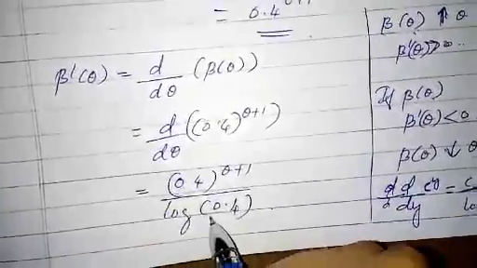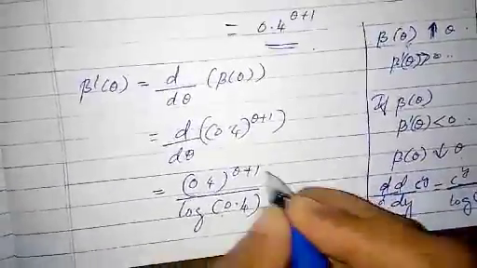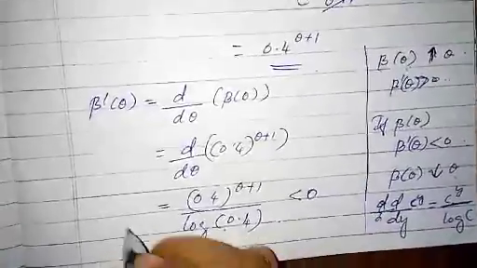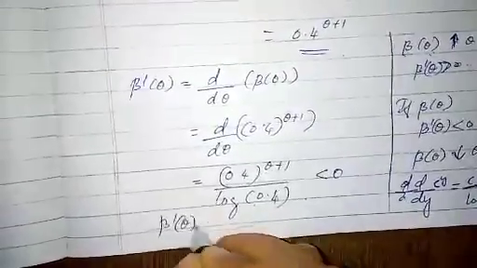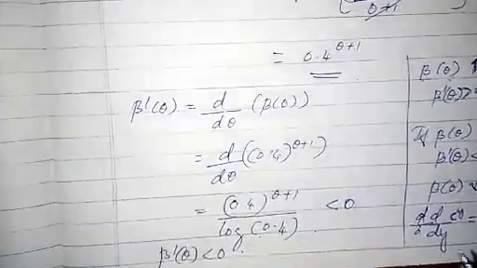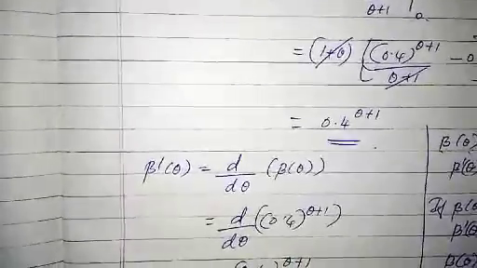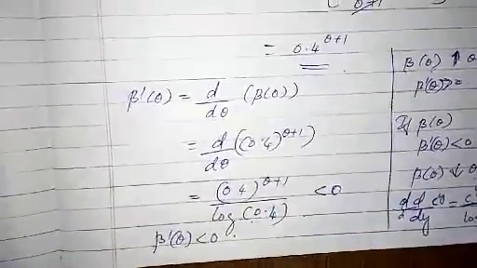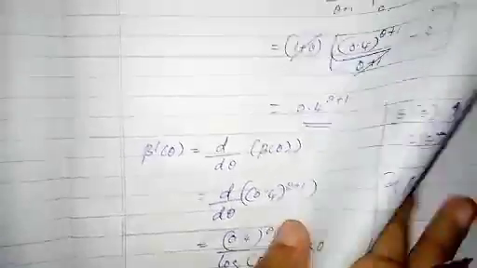Here is the log value, right? So it is a negative value, so this term is less than 0. That means beta dash of theta is less than 0. If beta dash of theta is less than 0, then we can say that beta of theta is a non-increasing function of theta, right?